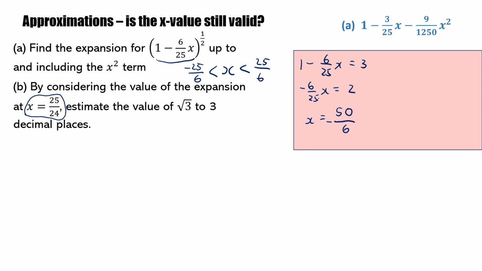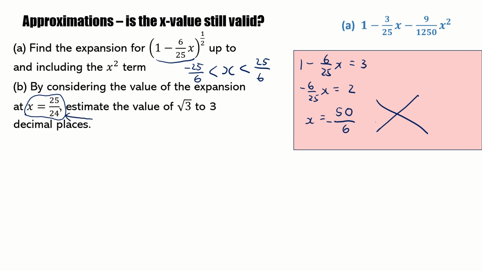So even though plugging x equals minus 50/6 into 1 minus 6/25 lots of x would make it 3, which in theory would be finding the square root of 3, in reality, doing this with our expansion wouldn't find the square root of 3 because the expansion doesn't work for that x value we're plugging in. So that's a bad idea. We can't do that. And that's partly why they've suggested a different value.